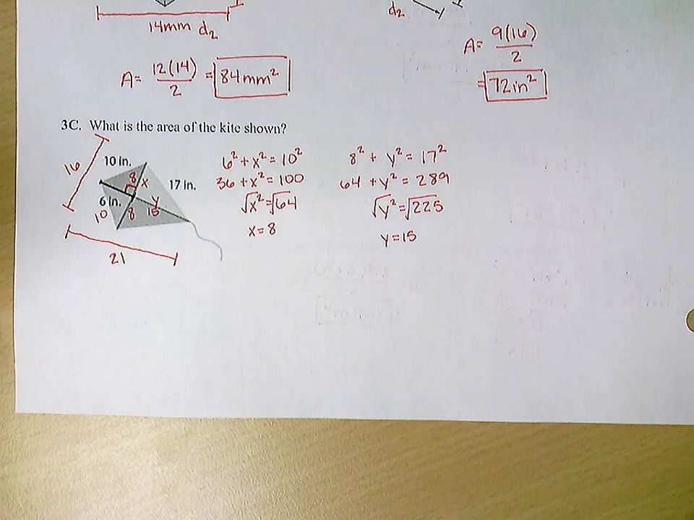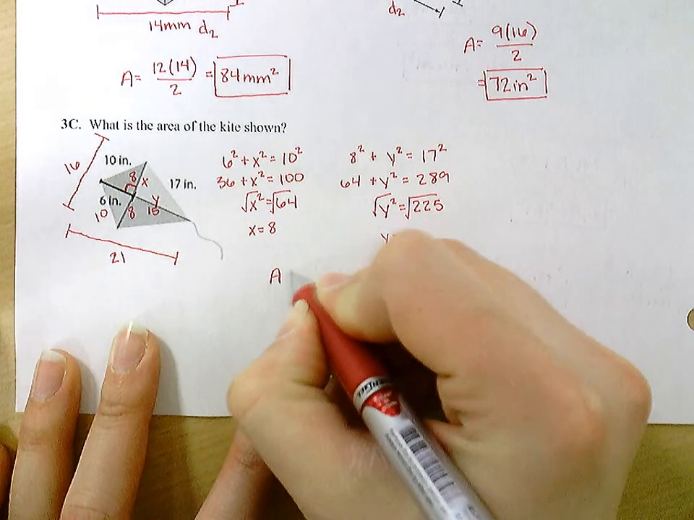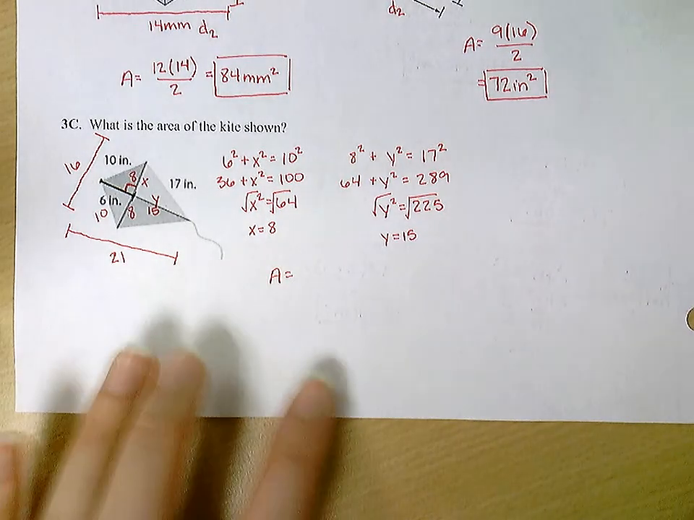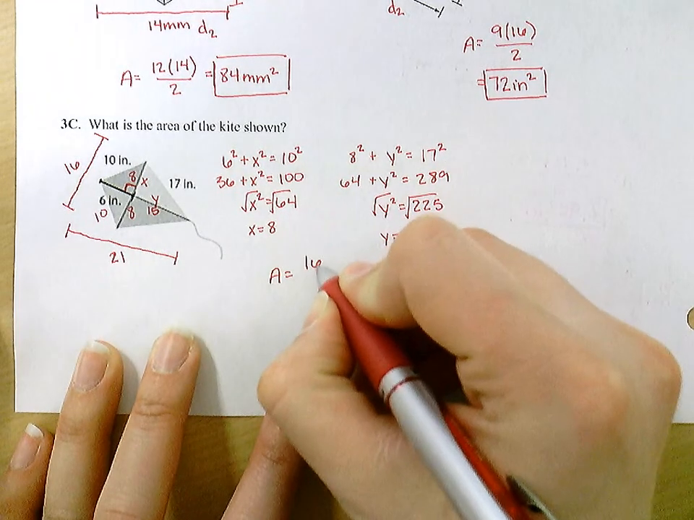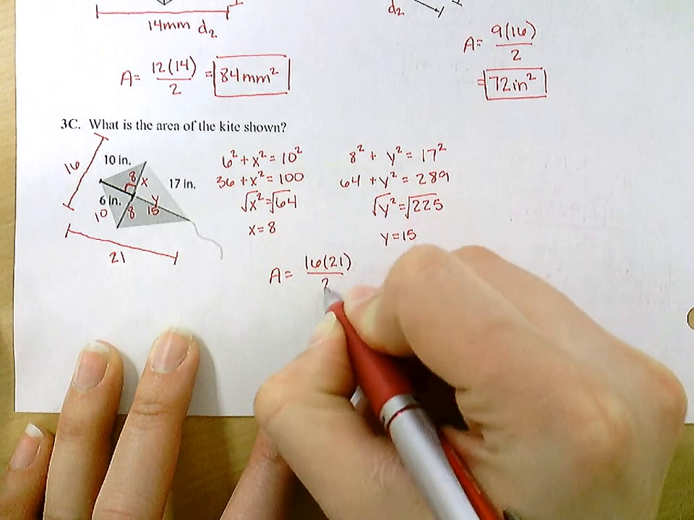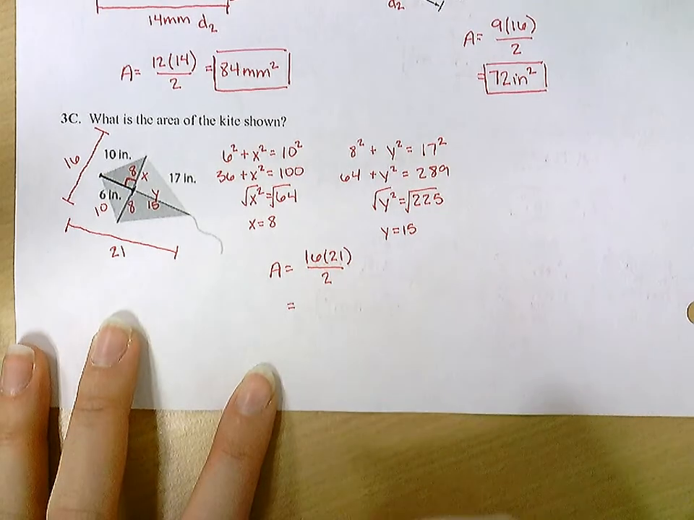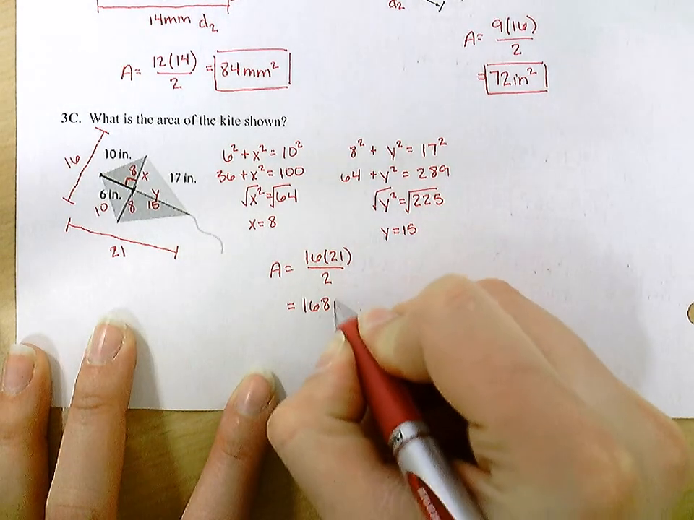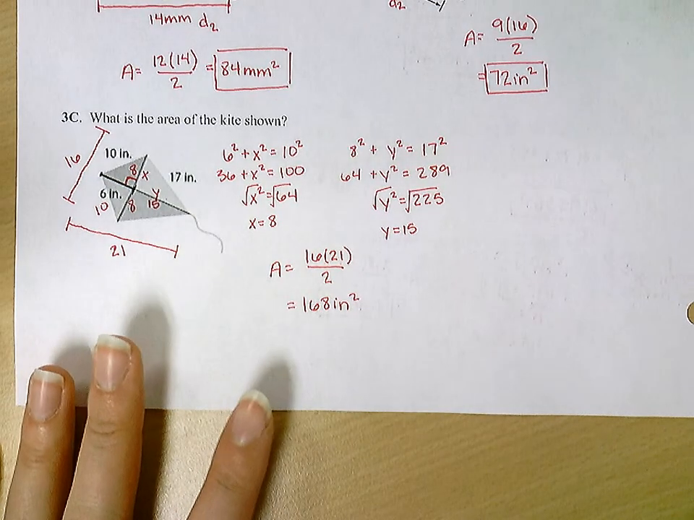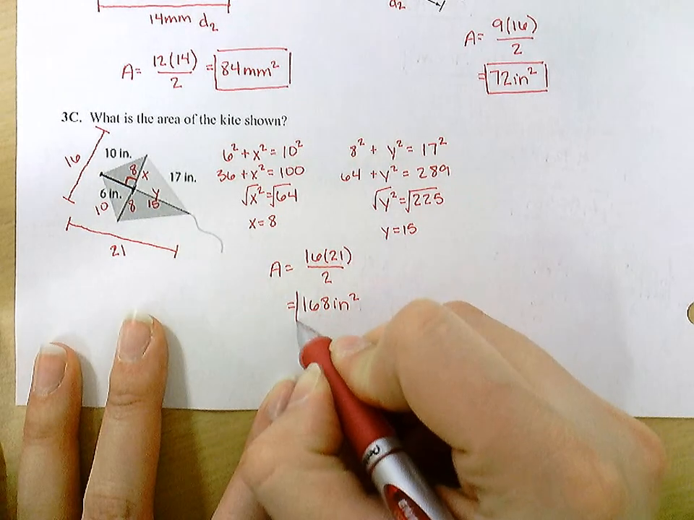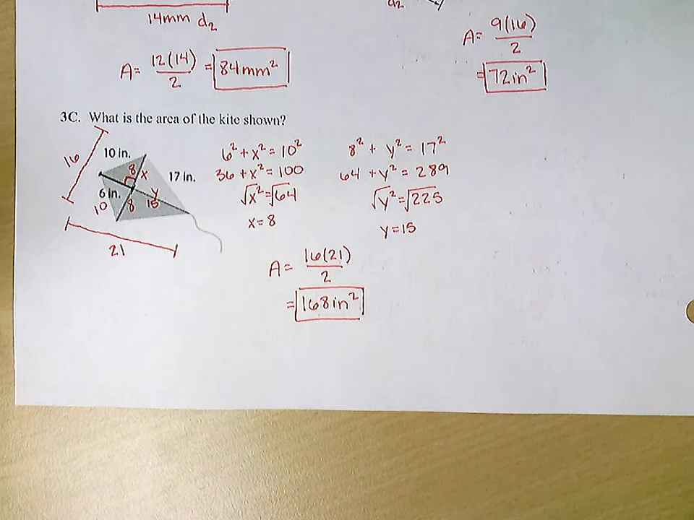Okay, so I have diagonal 1 and diagonal 2. So now we can find the area using our formula from above. So multiply 16 times 21 and divide it by 2. Okay, and that would be 168 inches squared. Questions on how I did 3C, finding the area of that kite?